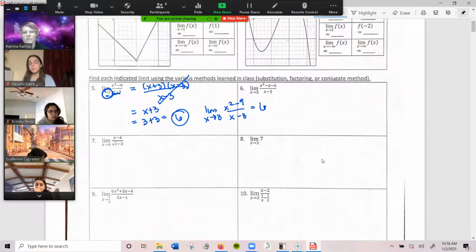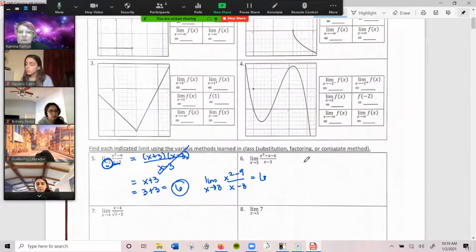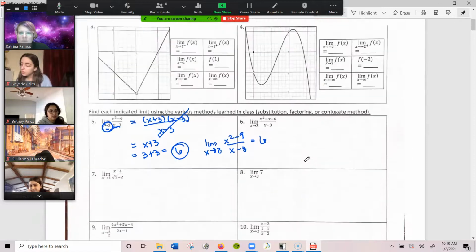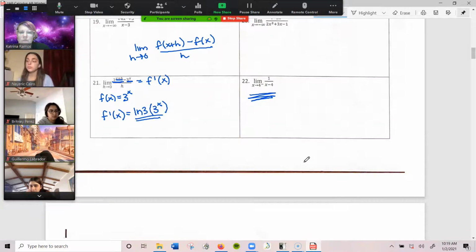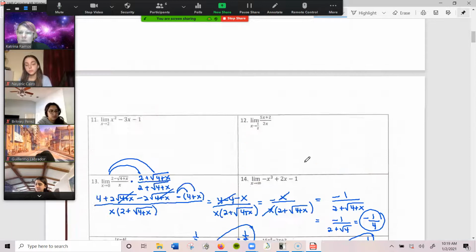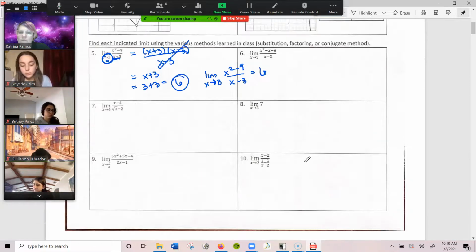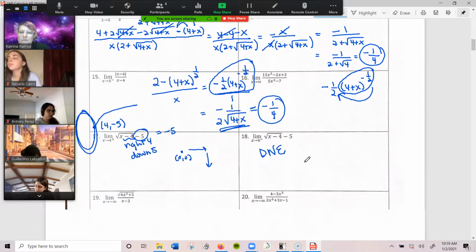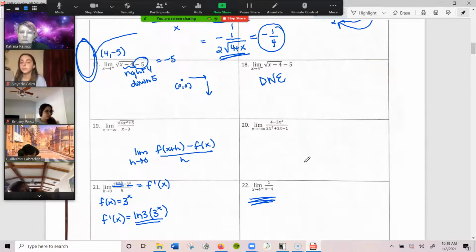Yes. Okay, no problem. Any other questions either from this page or the next? So numbers 1 through 22. Okay, number 10.